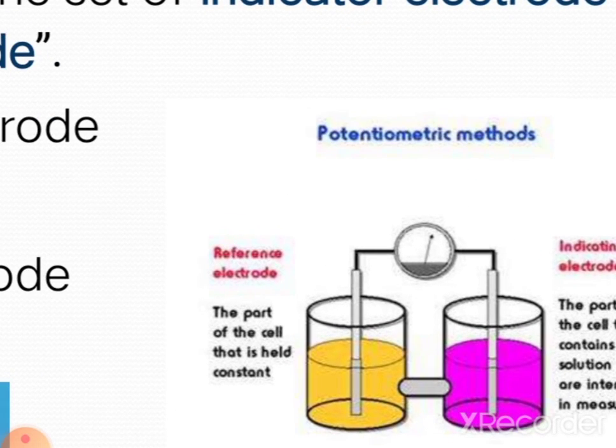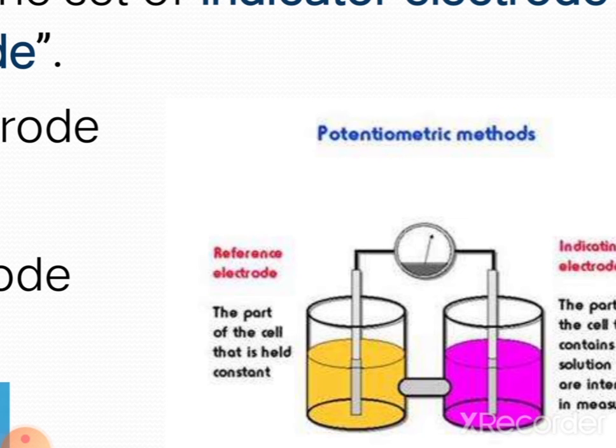Here what you can notice is the potentiometric method. Here I have shown the two electrodes. One will be the reference electrode, the other one will be the indicator electrode. The reference electrode is the part of the cell that holds a constant potential during the reaction, whereas the indicator electrode is also a part of the cell, which is used for the measurement of the EMF of the ionic solution under test.